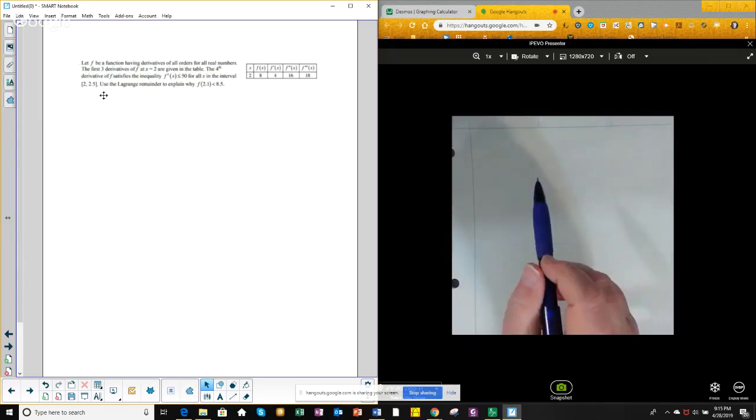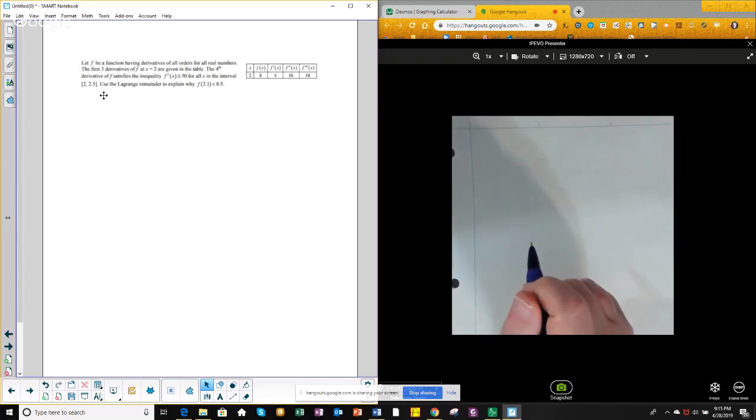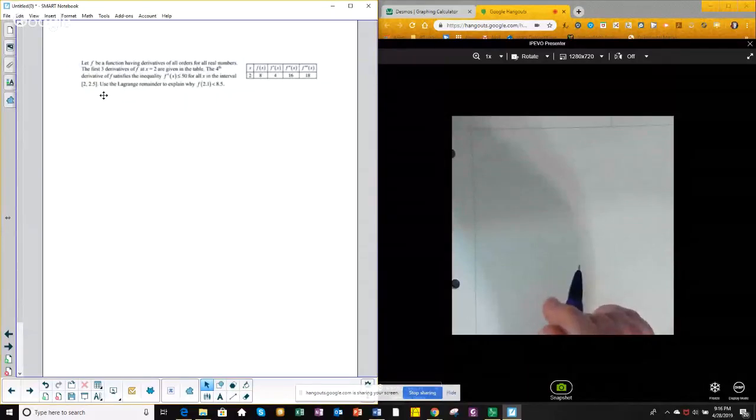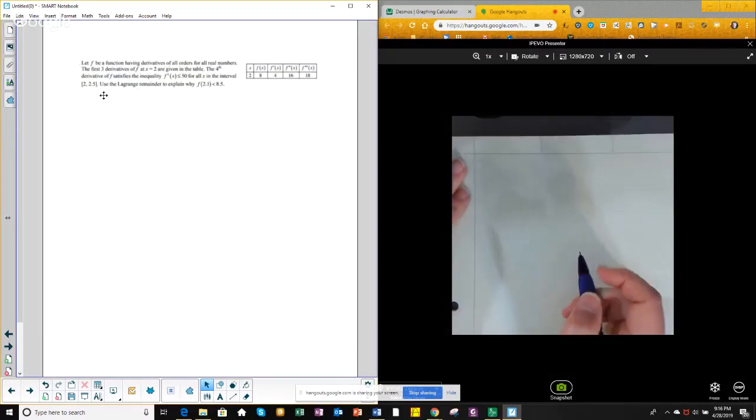Okay, now, what's fascinating about that? Well, they're telling us what the maximum is for the fourth derivative, and they're giving us the first three derivatives, okay? So we want to know what the upper bound of the error is at 2.1. Okay, well, the center is where? The center is at 2, according to this problem.